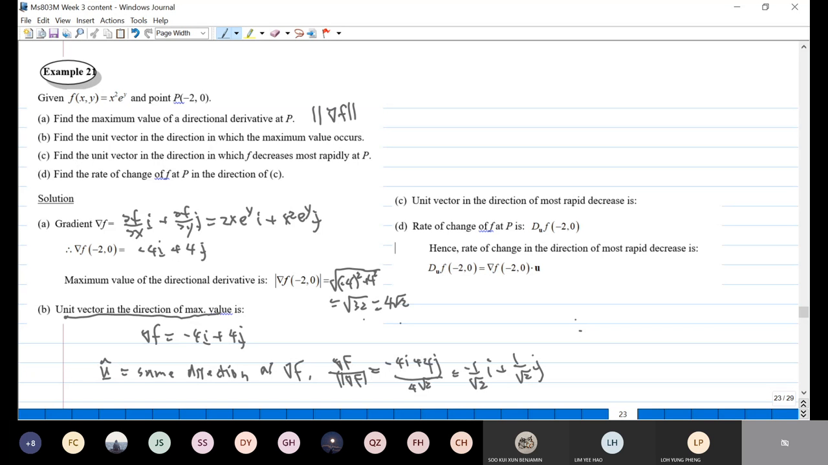Part C: find the unit vector direction in which the function decreases most rapidly. The direction where it decreases most rapidly, of course, is the opposite of the gradient. Then you take a unit vector in that opposite direction, so it is 1 over square root 2 i minus 1 over square root 2 j. This is opposite to the answer in B, the direction where you decrease most rapidly.